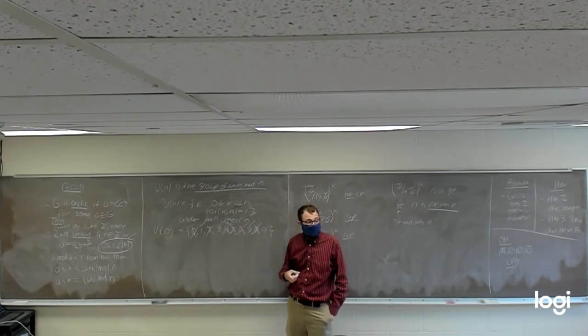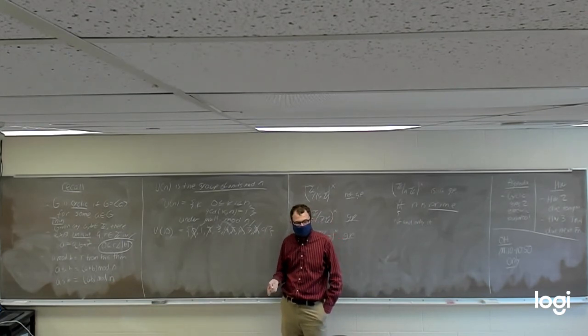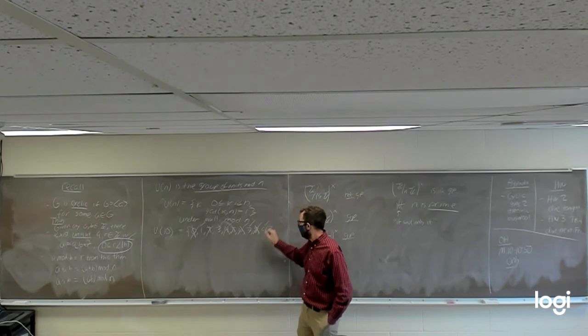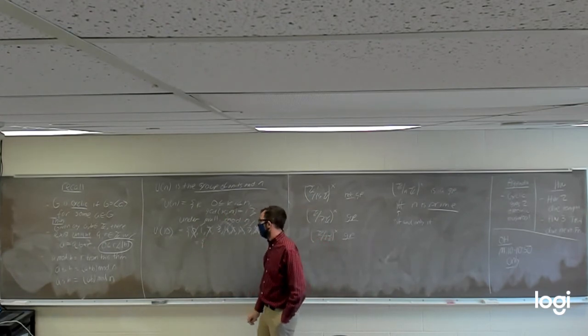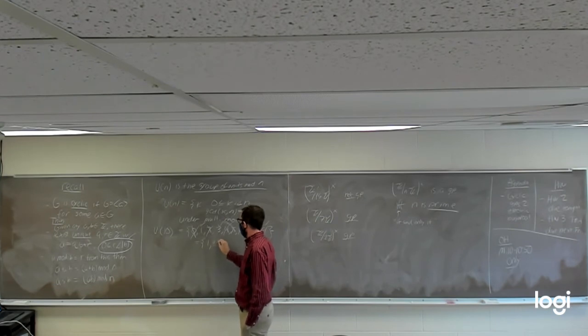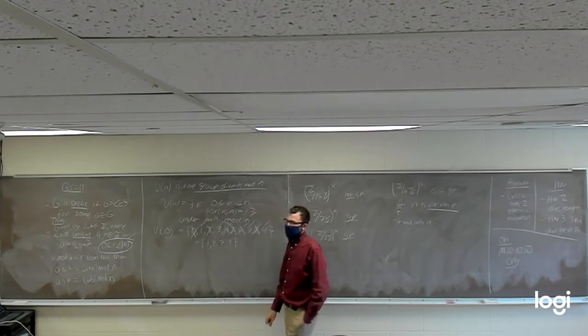Pro tip, the group of units mod n is always going to contain n minus 1, because n and n minus 1 will never have any common factors greater than 1. So it turns out this group of units mod 10 only has 4 elements: 1, 3, 7, and 9.